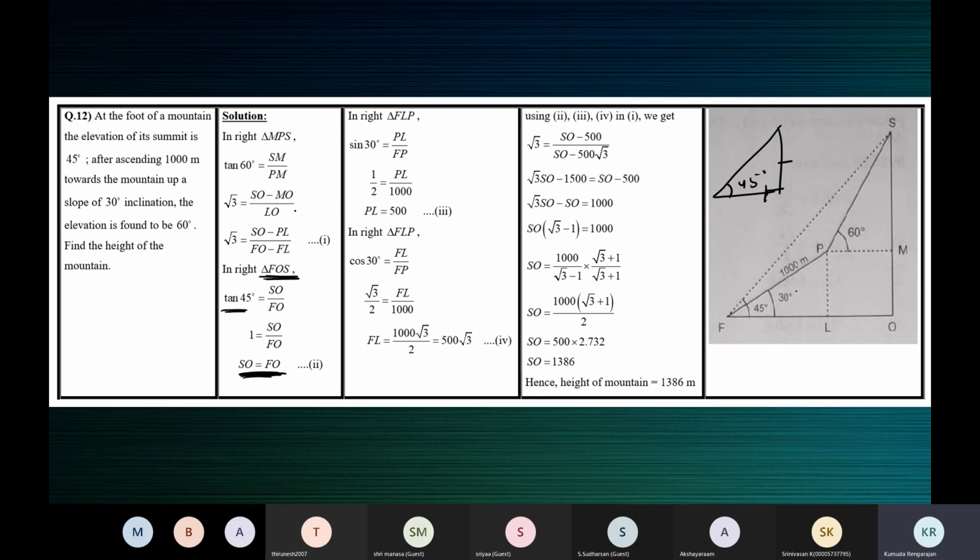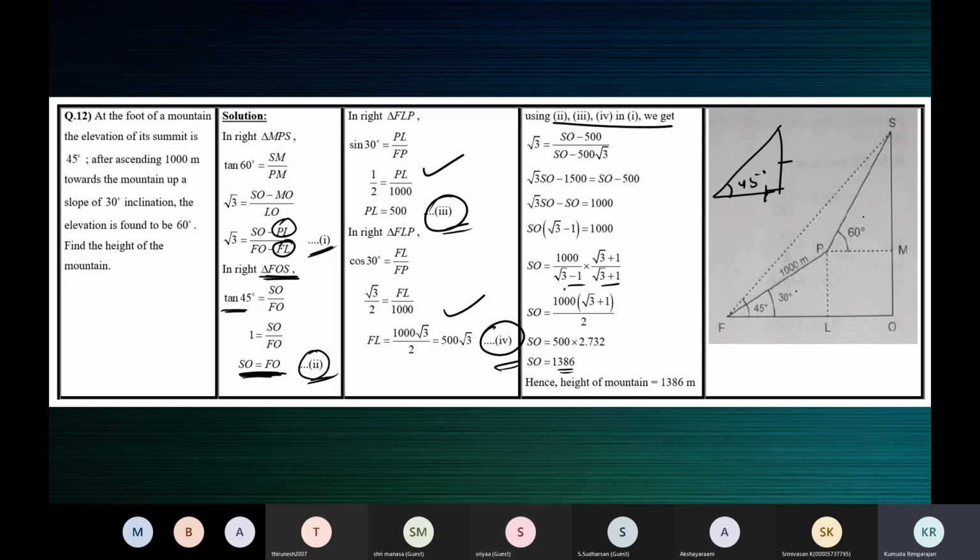Then find PL from the right triangle. Find FL from the right triangle. And substitute the values in this one. So I've called these results 2, 3 and 4. Substitute the results you get in 2, 3 and 4 in 1. Using 2, 3 and 4 in 1, you will be able to find SO. You'll have to rationalize the denominator and you find that the height of the mountain is 1,386 meters.